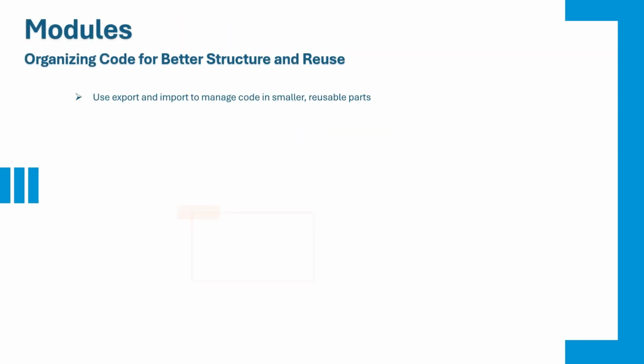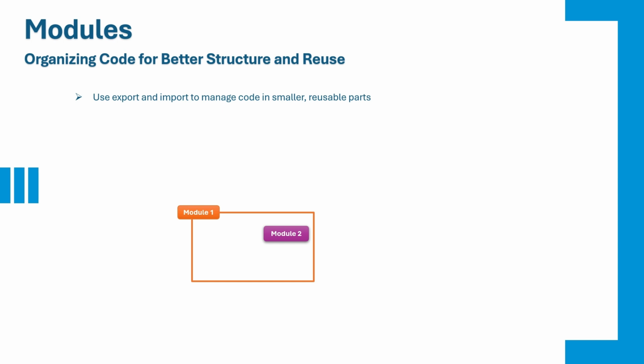JavaScript modules are a way to organize code into smaller, reusable sections. By breaking code into individual files, each with a specific function, modules make large codebases more manageable and less error-prone. In JavaScript, we use the export keyword to expose specific parts of a module and the import keyword to bring those parts into other files where they're needed.